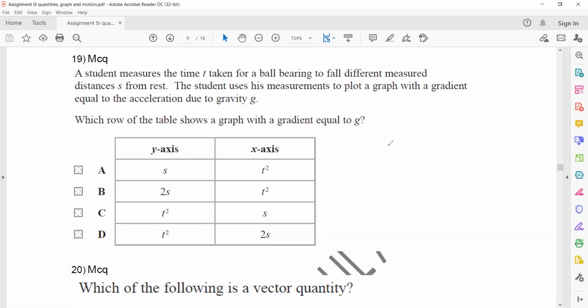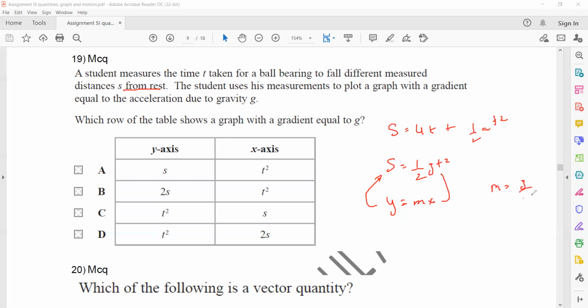The initial velocity is 0. If the graph is between s and t squared, you have the equation s = ut + half at squared. They mentioned it starts from rest, so initial velocity is 0. So it will be s = 1/2 gt squared. If I compare it with the equation of a straight line, y = mx, on the y-axis I have displacement, on the x-axis I have t squared. So my gradient will be g/2, not equal to g. So this is not the right one, because they asked which row represents a gradient equal to g.